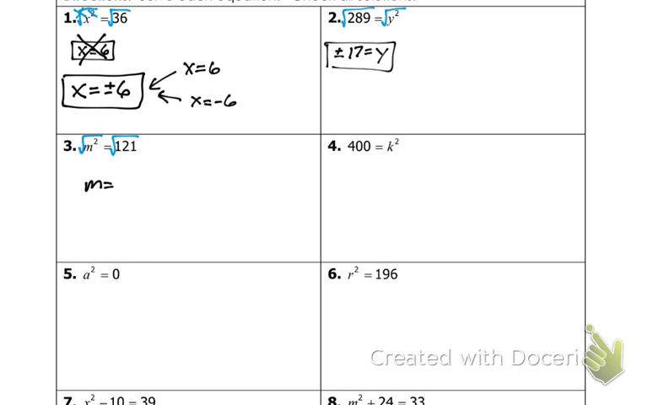M equals what for number 3? 11. Positive and negative 11. There we go. Now I'm going to take the square root of both sides here.